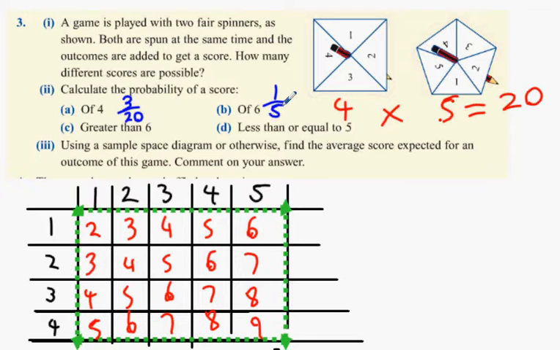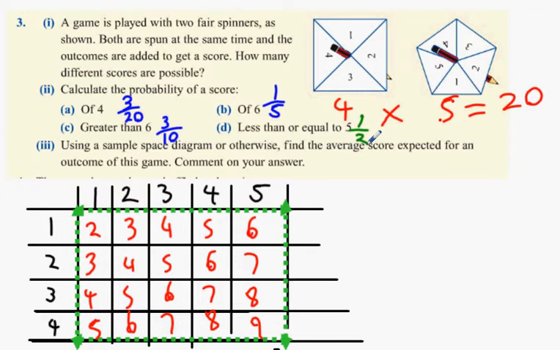How many ways can we get a score greater than 6? 1, 2, 3, 4, 5, 6 different ways, which is 6 out of 20, which is 3 out of 10. Less than or equal to 5, so 5 and below. What did you say? 10 over 20. Yes, 10 out of 20, which is a half.